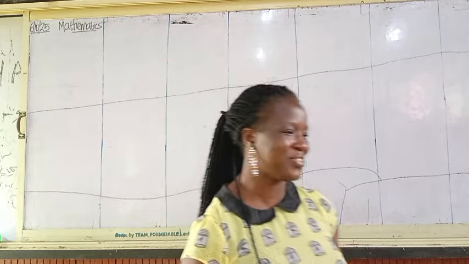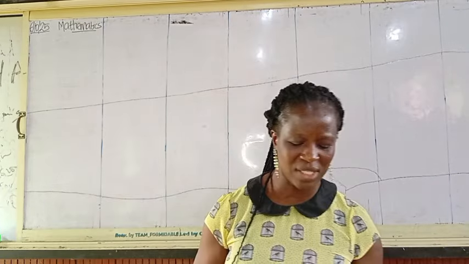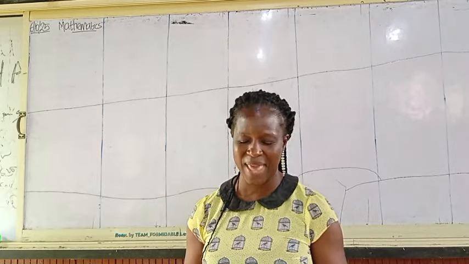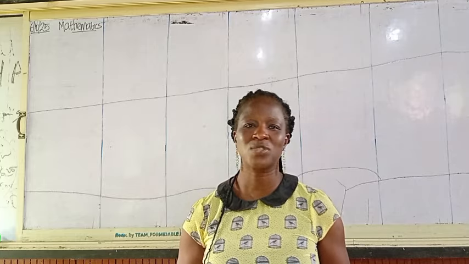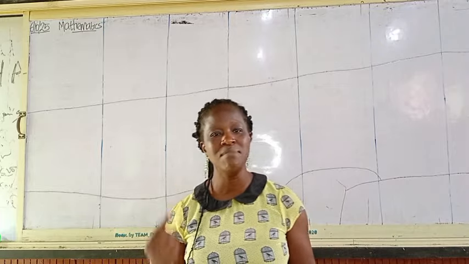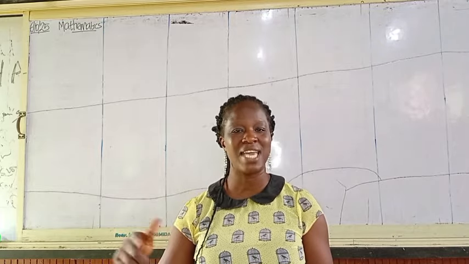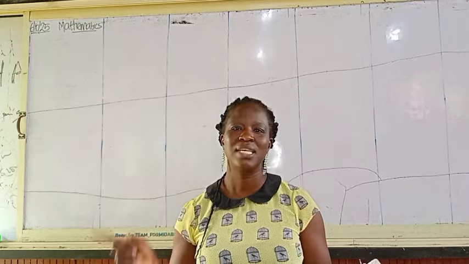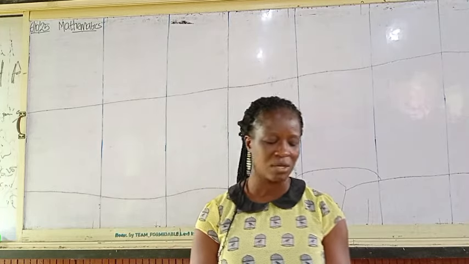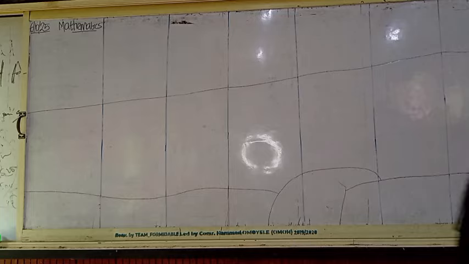So now let's go straight to our questions. Question says, how many seconds are there in 8 minutes, 12 seconds? The first question there is how many seconds are there in a minute, which is 60. So we are going to multiply 60 by 8. Then we have the extra 12 seconds that is on the question. So let's go.